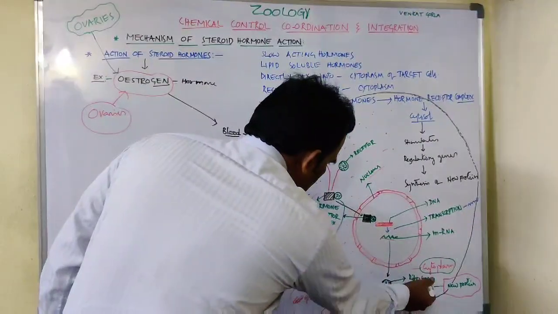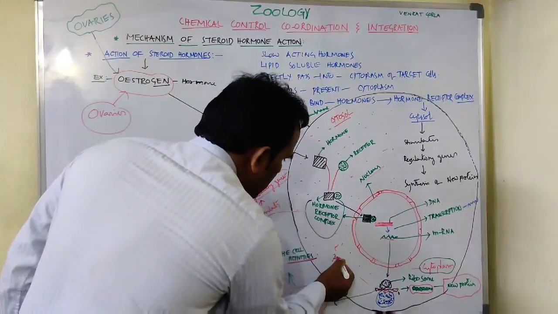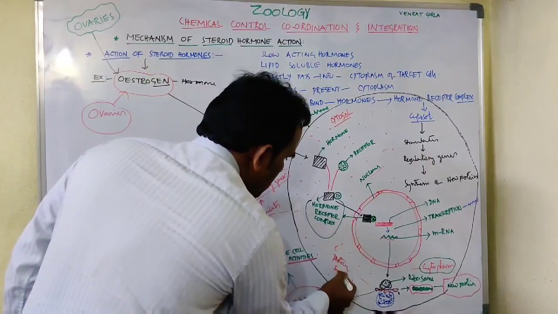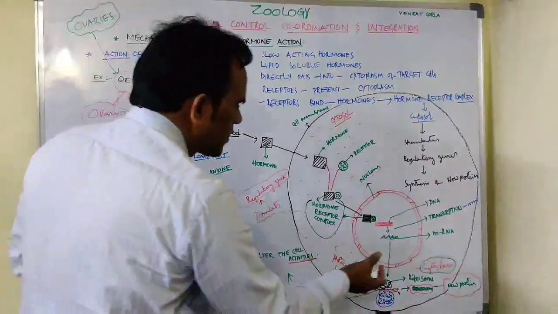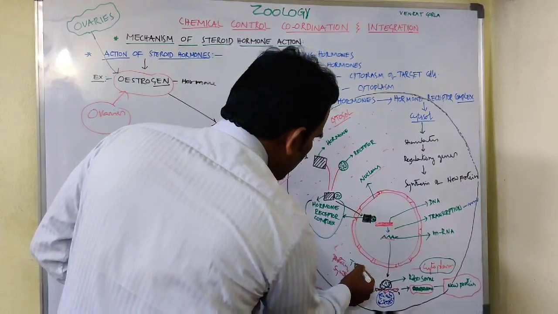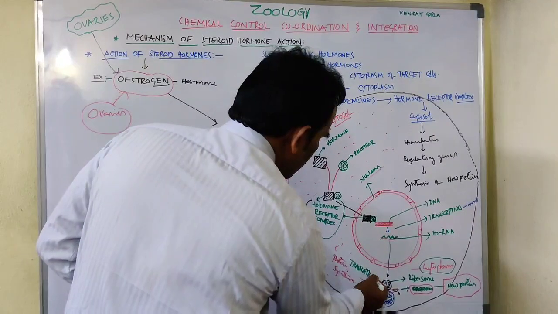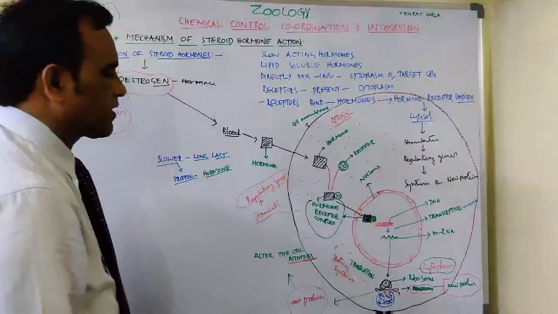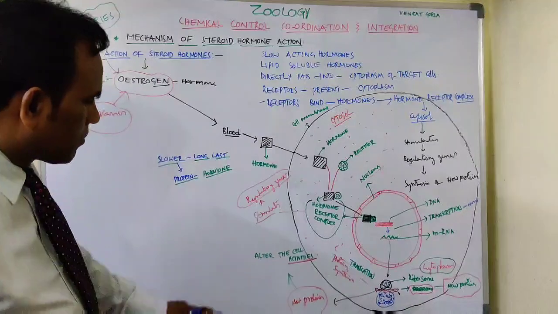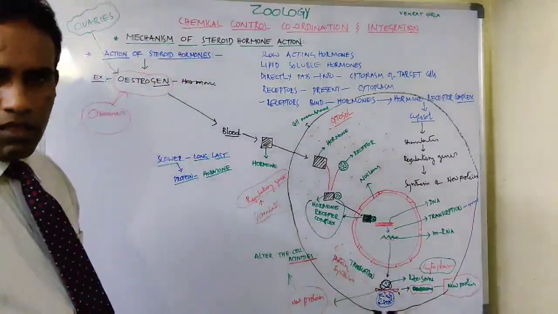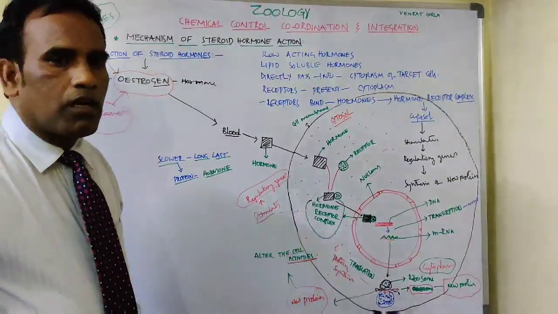In the cytoplasm, protein synthesis takes place. That process is called translation. As a result of translation, it forms the new protein. That new protein alters the activities of the cells.